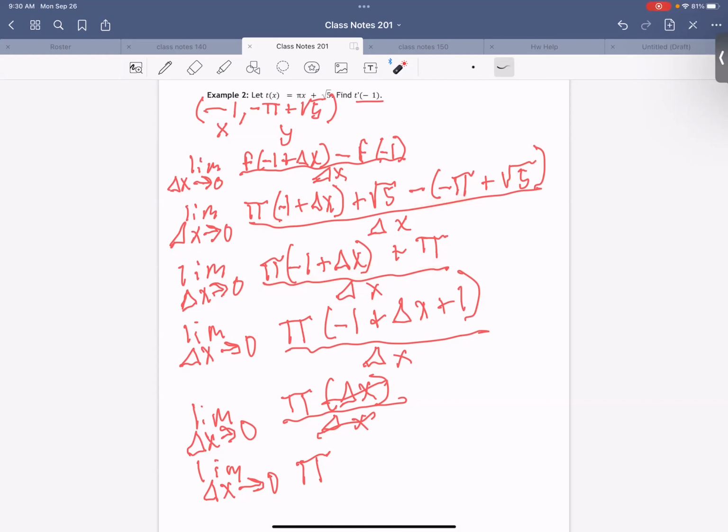And then you can take out a pi from both terms, and then you're left with pi times -1 plus delta x plus 1, and then 1 plus -1 is 0. So you're left with pi times delta x over delta x, and then you just cancel out delta x and delta x.